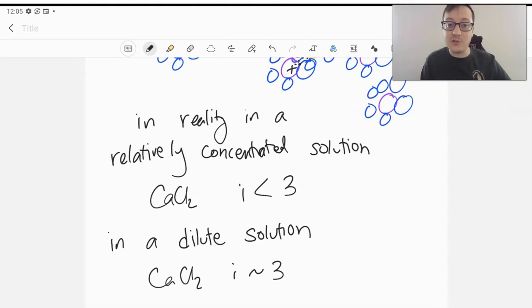If your solution is concentrated, your i will be less than expected. If your solution is relatively dilute, your i will be approximately what you'd expect based on its chemical formula. And so with this, we're going to learn a couple of fun little tricks we can do with these colligative properties, understanding these Van't Hoff factors. And those will come forth in the next couple of videos.